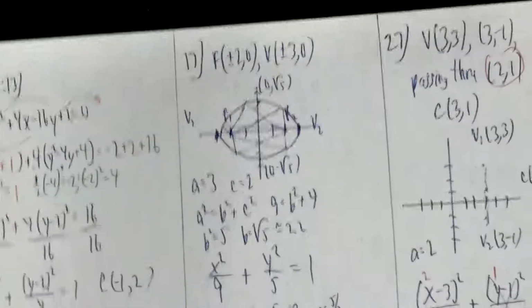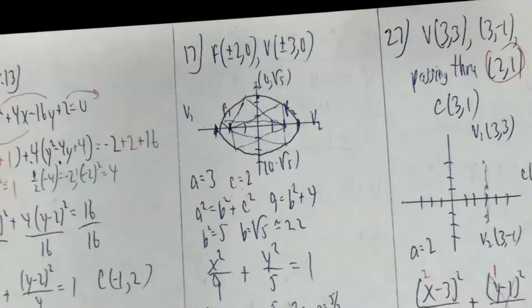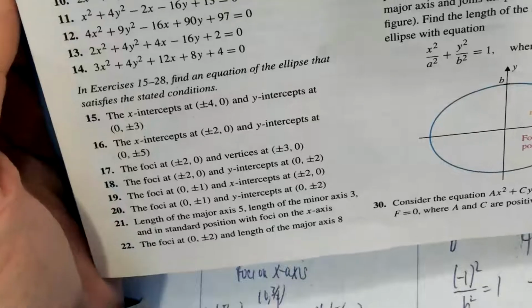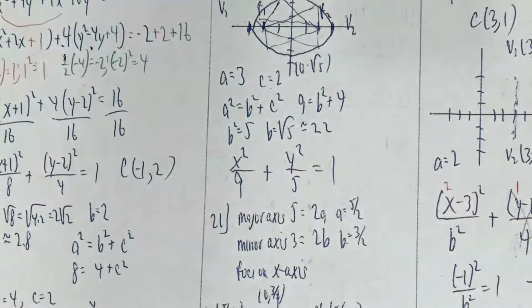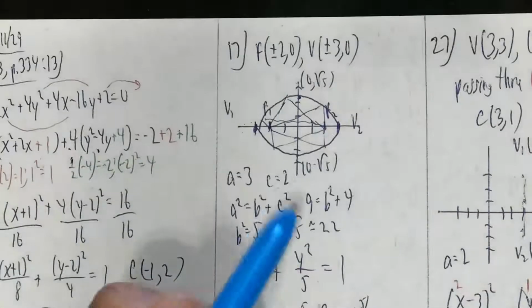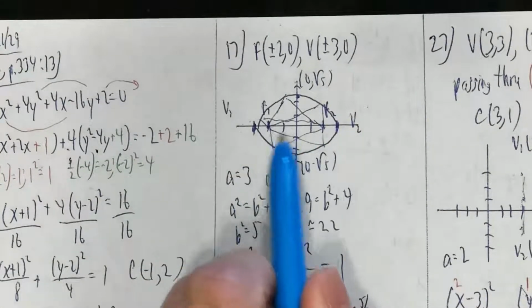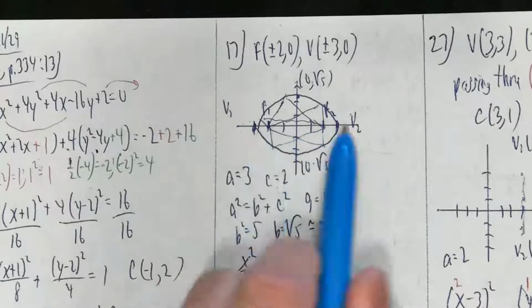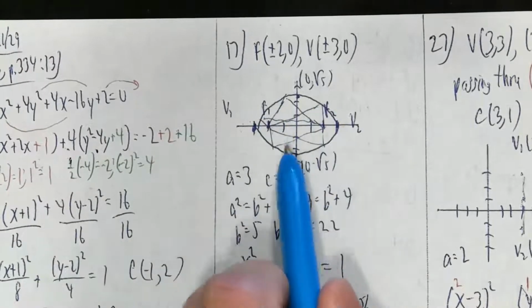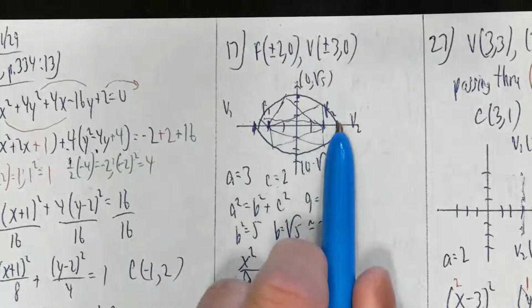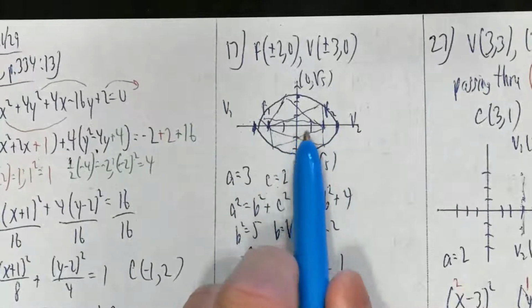Okay, so problem 17. Foci are plus or minus 2, 0. Vertices plus or minus 3, 0. So here's plus or minus 2, 0, plus or minus 3, 0. That means we're centered at the origin, halfway between the two. And that tells me that A is 3, C is 2.